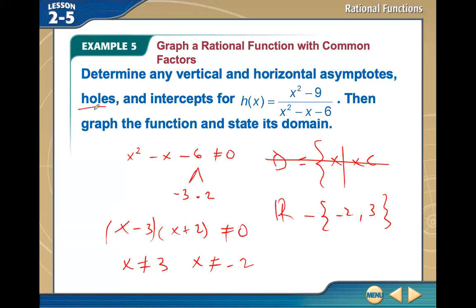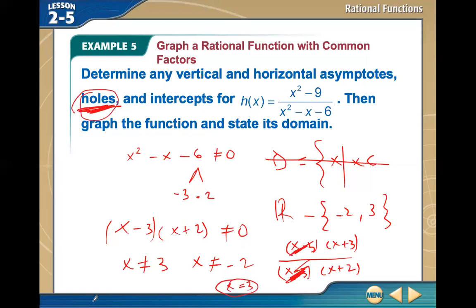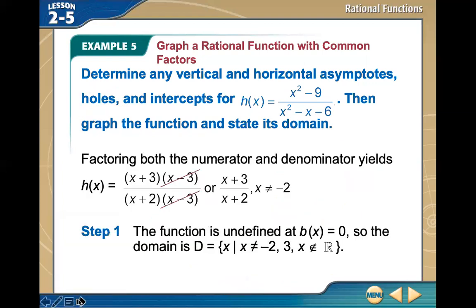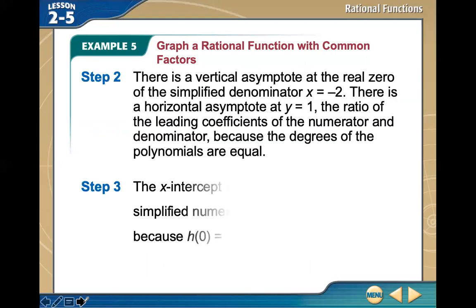The hole means, if you remove this part when you factorize numerator and denominator, so if you remove something, then x equals 3, we are removing. When you see the graph, I think it will be more clearer for you. Let's see the graph. So the explanation for the domain is what we said. Now let's see the graph. Where is the graph?